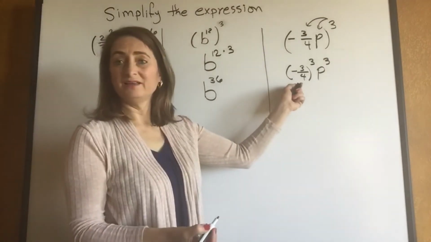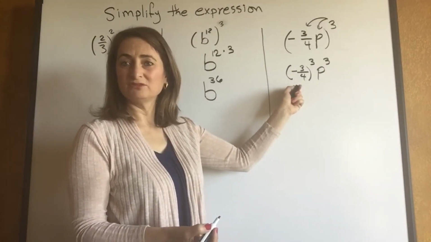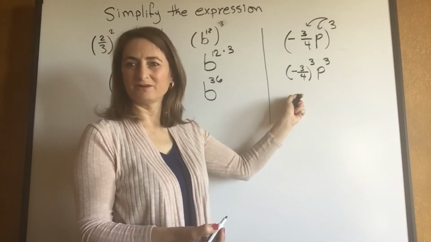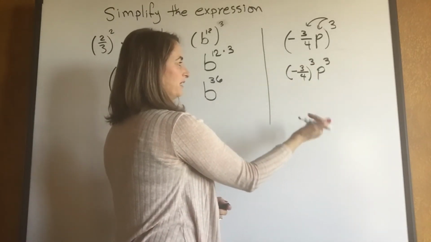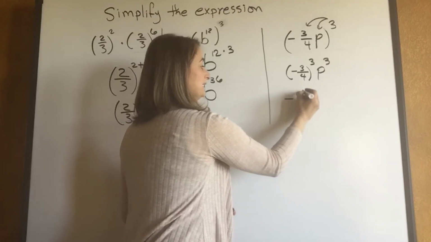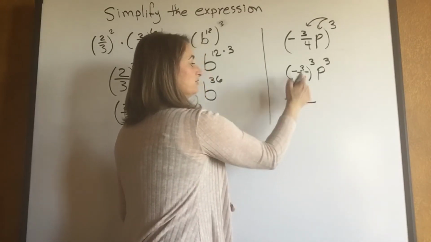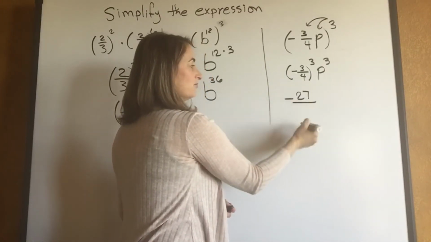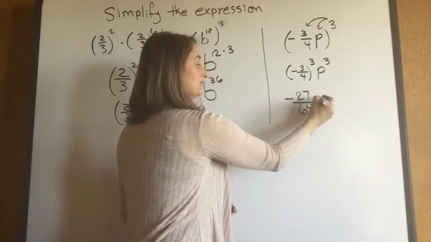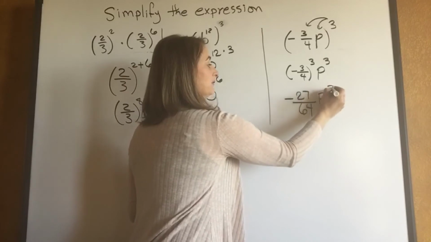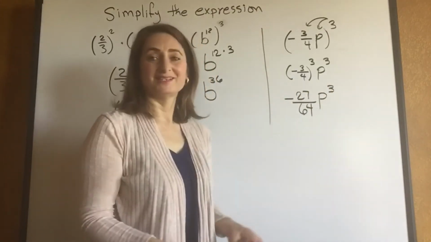Now simplify by finding what -3 to the power of 3 is and what 4 to the power of 3 is. -3 to the power of 3 means -3 times -3 times -3, and that's -27. And 4 to the power of 3 means 4 times 4 times 4, which is 64. I don't know what p is, so I'm going to leave it the way it is and give it the exponent of 3, and that's your answer.